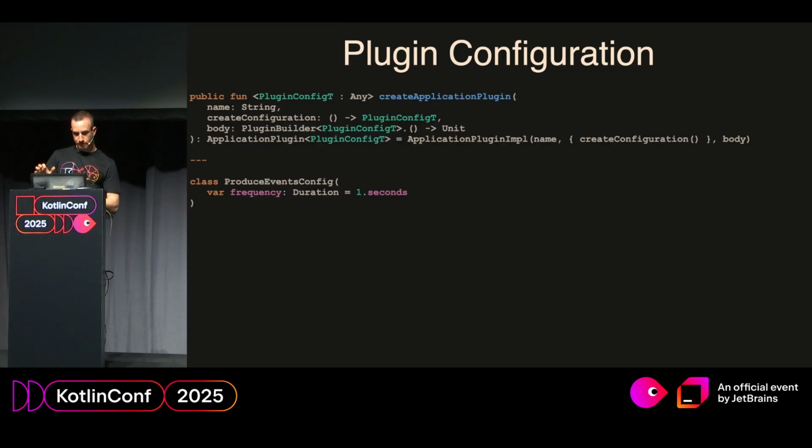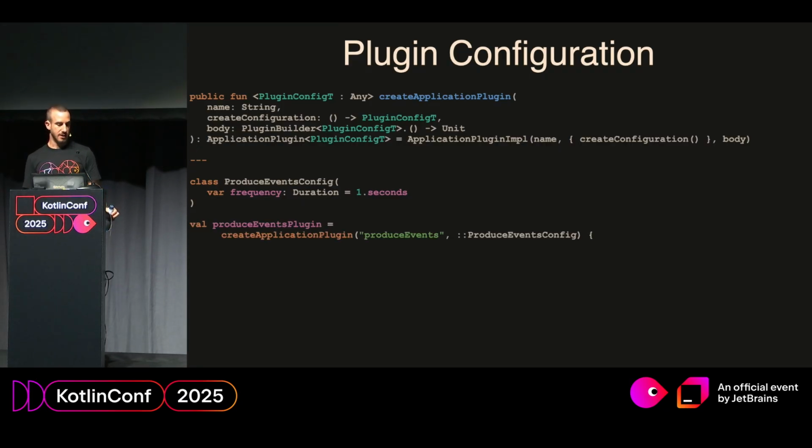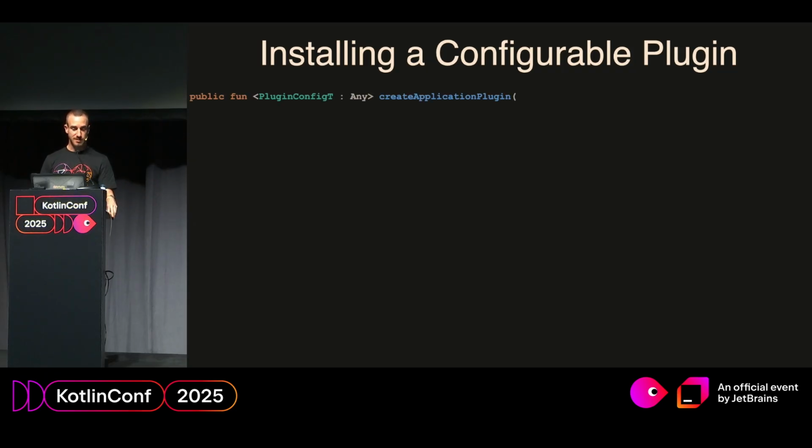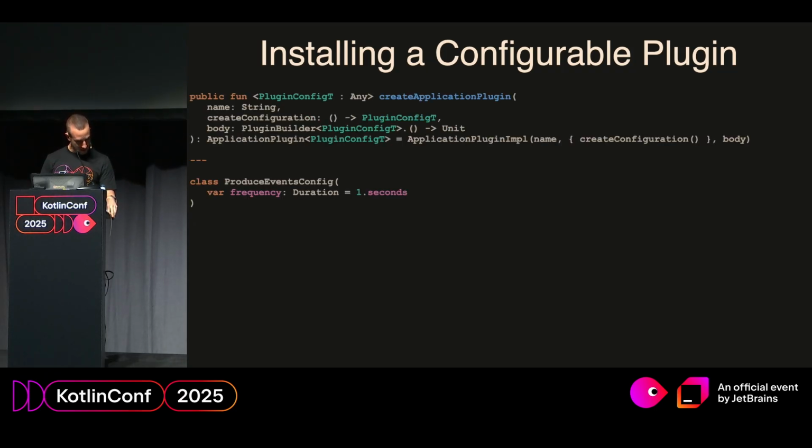So we define our configuration, and now, as before, we create our produce events plugin. We call this function create application plugin, produce events, and now we pass to it a function, which is just a reference to the constructor of our configuration. And then, as before, we do what we did before. But this time, this is actually a mistake of mine here, but we should have passed the duration into the launch events job. But the principle, I think, is understood here.